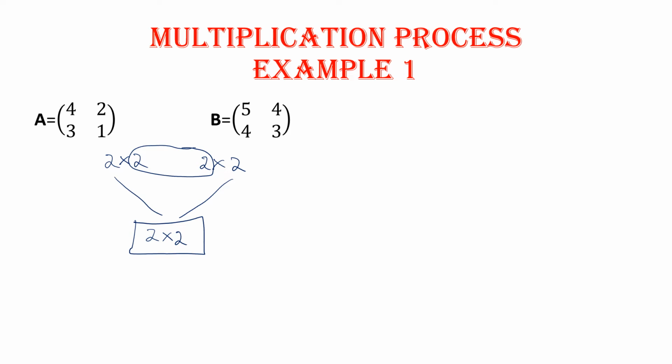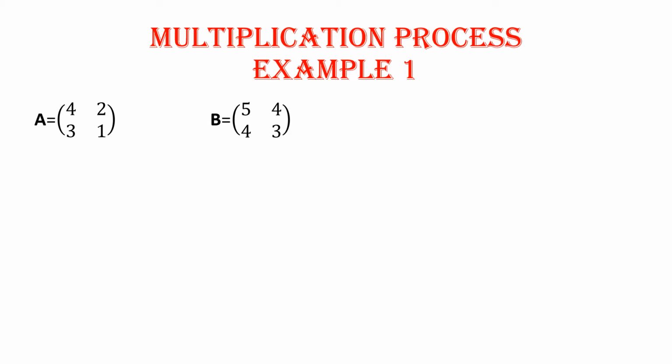So in this case, because we have a 2 left here and we have a 2 left here, that means that when we multiply AB, since the condition is met, we will end up with a 2 by 2 matrix, row by column. And that is something we need to understand because not always will we end up with a 2 by 2. As a matter of fact, we have different examples and we're going to see different scenarios.